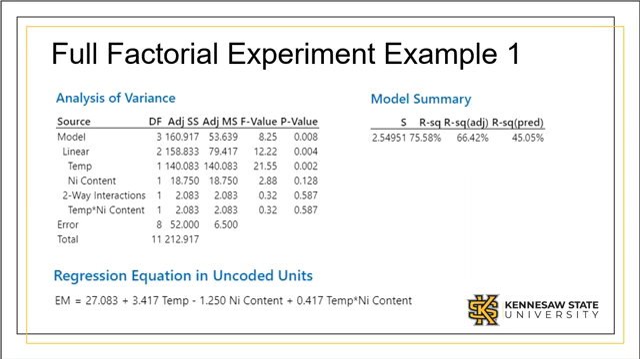The regression equation is found at the bottom. Notice that this is a multiple regression with each main factor and the interaction term. The model summary shows an R-squared of 75.58%. This means that the regression equation accounts for 75.58% of the variability.